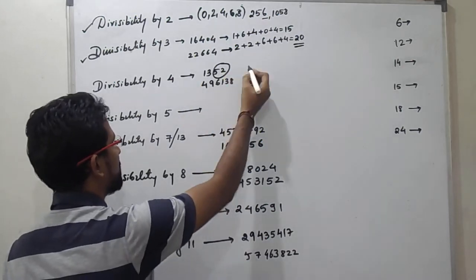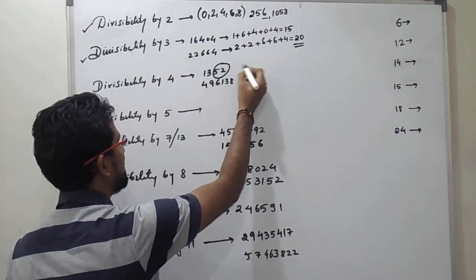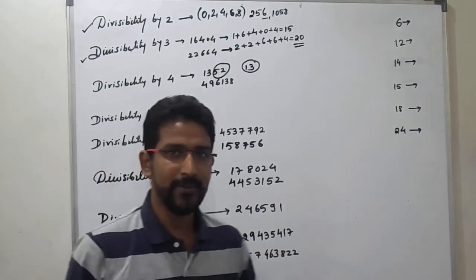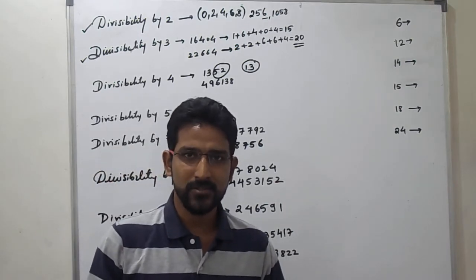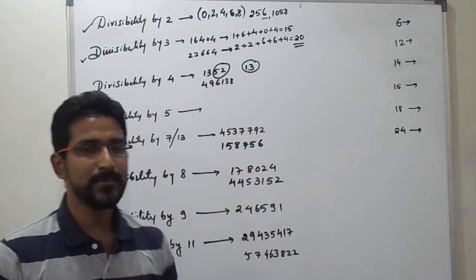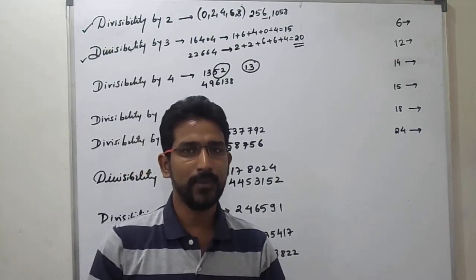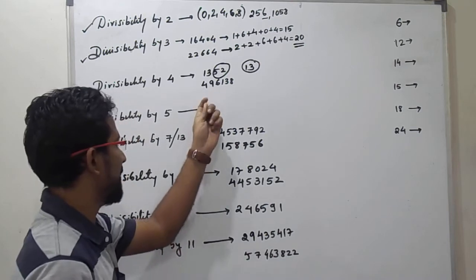52 goes in 13's table. If you divide 52 by 4, you will get 13. So 52 is divisible by 4, and 1352 will also be divisible by 4. Now we'll see the next one.